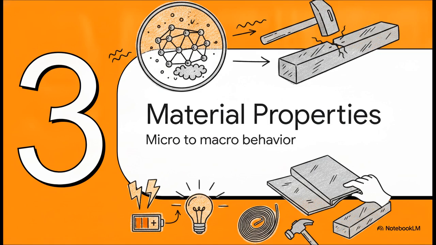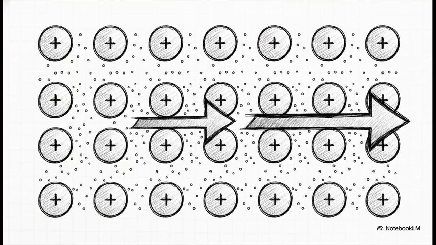Part 3, properties, conductivity, and malleability. How microstructures dictate macro behavior. Check out those arrows pulsing right across the structure. When we talk about conductivity, we are talking about exactly this movement. Because that sea of delocalized electrons isn't tied down to any specific atom, it can flow.